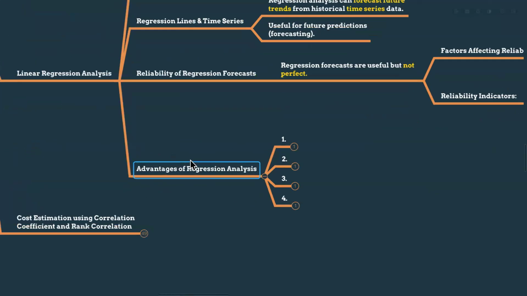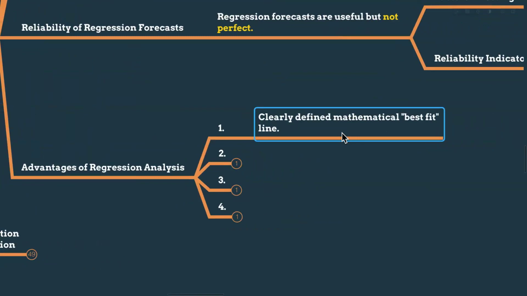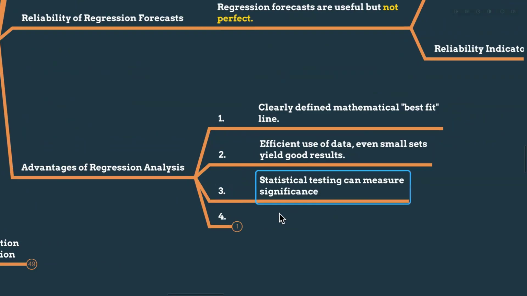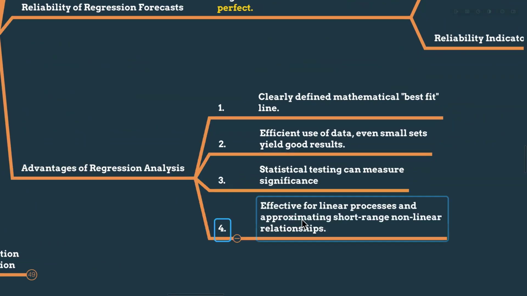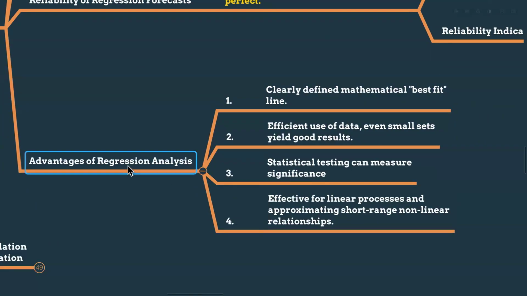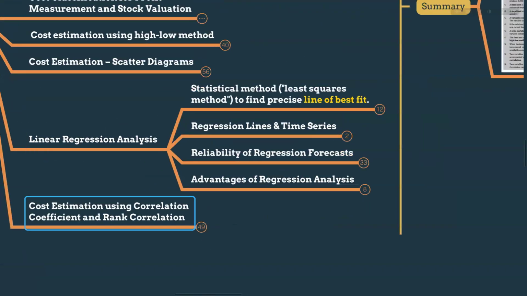So the advantages of this regression analysis, guys: a clearly defined mathematical best fit line, because we know y is equal to a plus bx. And it is an efficient use of data. Even a small set yields good results. With only 10 or 11 sets of data, we can get some good estimation of the future. Statistical testing can measure significance here, and it is effective for linear processes and for approximating short range nonlinear relationships also. These are the advantages you have to know about linear regression analysis.